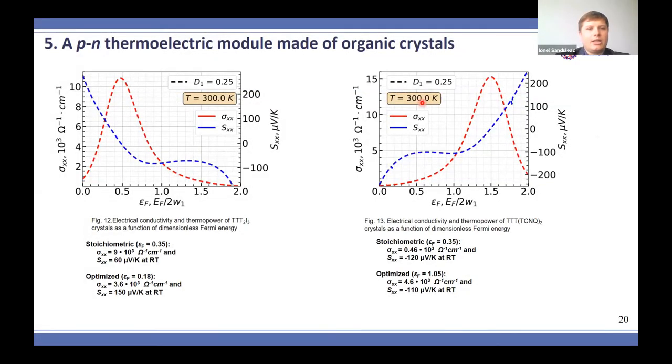So in the following, I have tried to draw some dependencies of electrical conductivity and Seebeck coefficient of p-type crystal and of n-type crystal as a function of dimensionless Fermi energy of the material, which is directly related to the concentration of charge carriers, of course. So it is observed that in both crystals, by accurate tuning of charge carrier concentration, we can achieve relatively high values of Seebeck coefficient, as well as high electrical conductivities. Of course, these two physical quantities are inversely related. So with the increasing of S, the electrical conductivity is decreasing. This is a well-known law in physics.